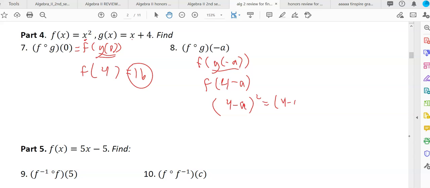which is 4 minus a times 4 minus a, which is 16 minus 8a plus a squared. And probably just for fun, we change the form of that because we like this form better.